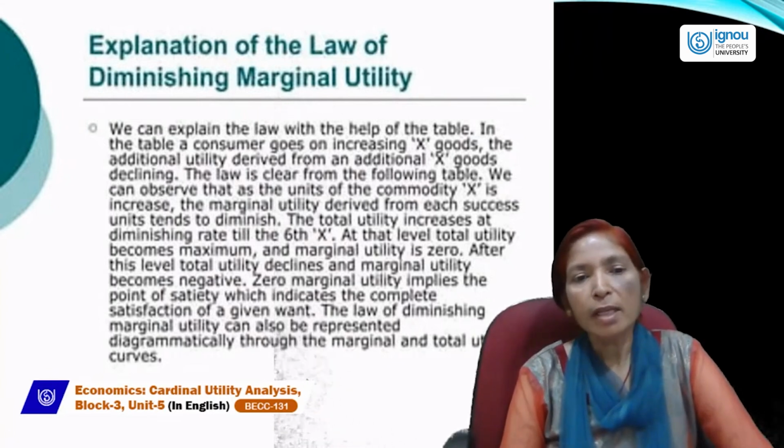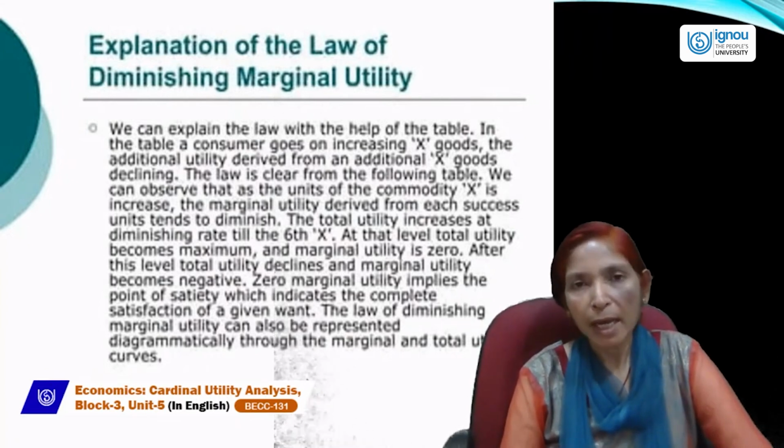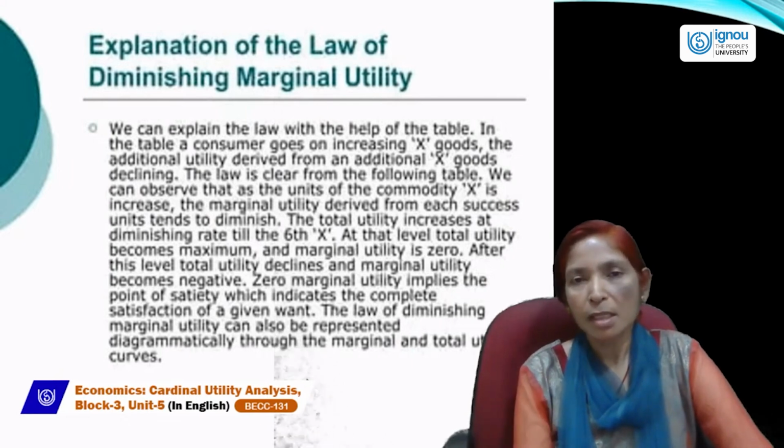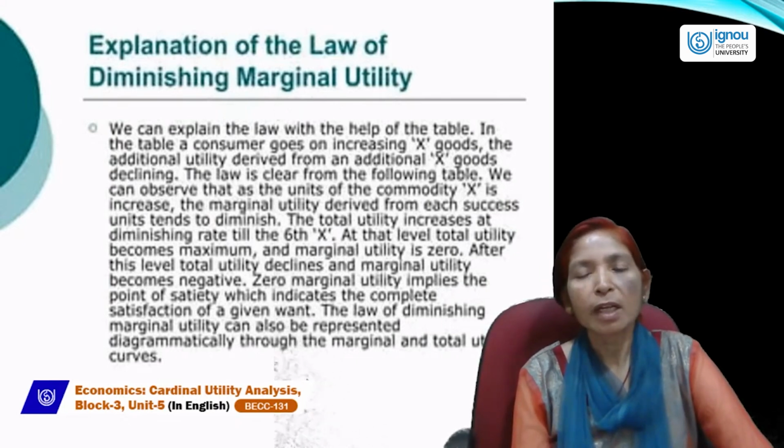The law is clear that as we increase the number of units of a single commodity continuously, without taking any break or any time lag, the satisfaction which we derive from that commodity starts falling. So marginal utility in the beginning is falling, after that marginal utility can be zero, and at last marginal utility will become negative. So the law of diminishing marginal utility can also be presented with the help of a diagram.